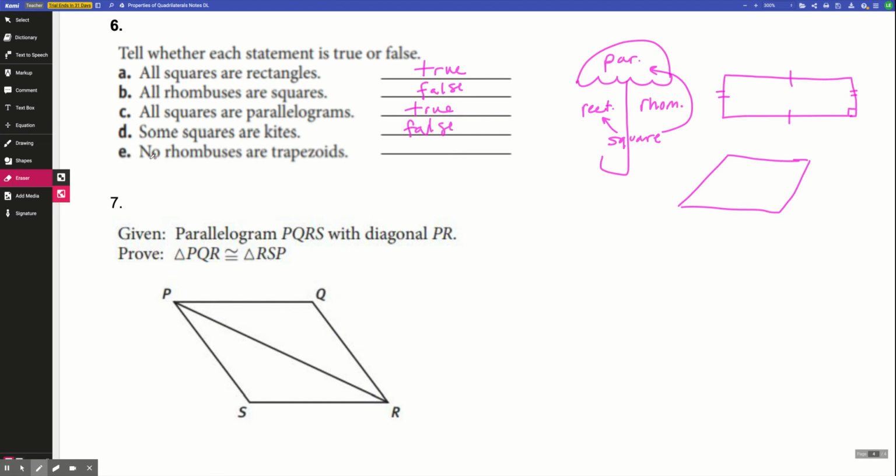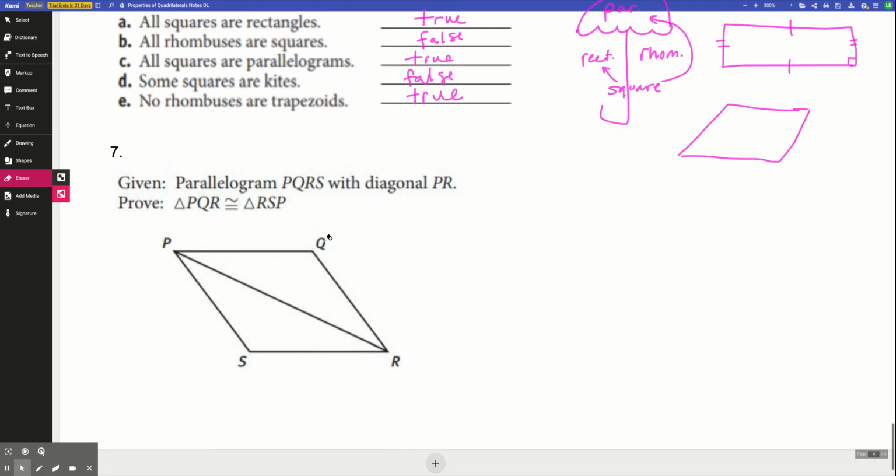Okay, and then the last here says no rhombuses are trapezoids. I would agree with that. Again, rhombuses and trapezoids are completely separate, right? Trapezoids are not underneath my parallelogram umbrella. So that is true. Okay, all right, so let's take a look here at our last one.